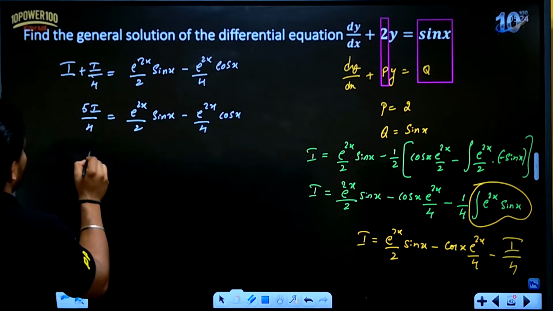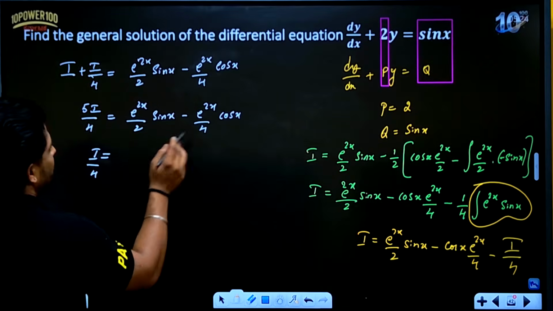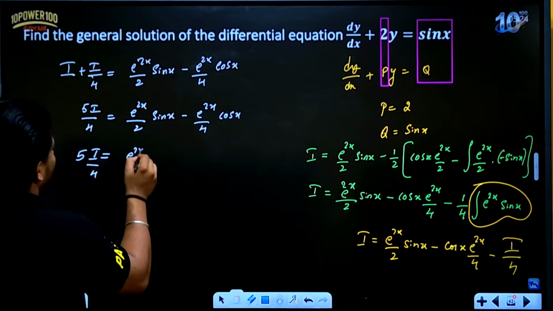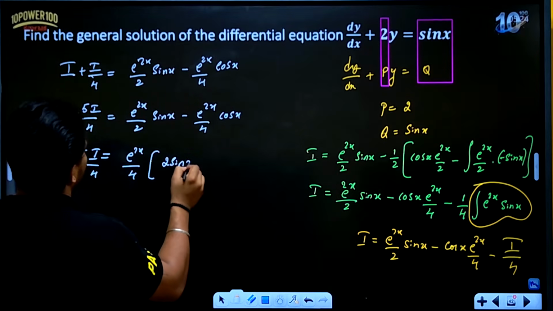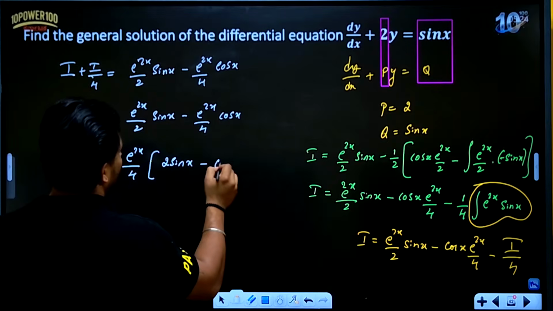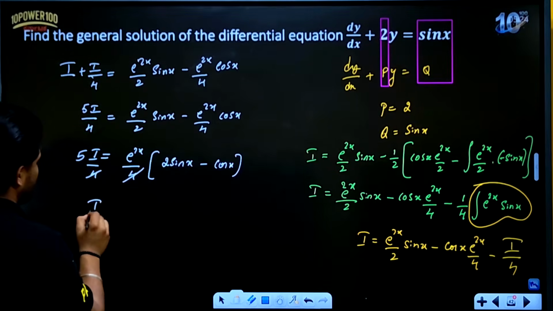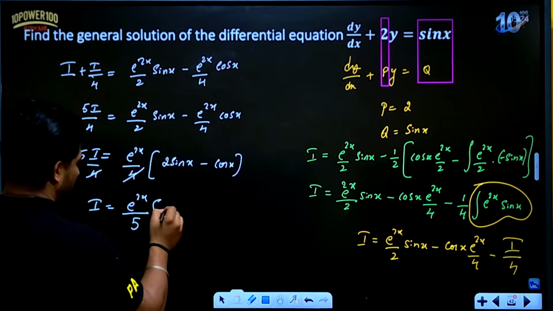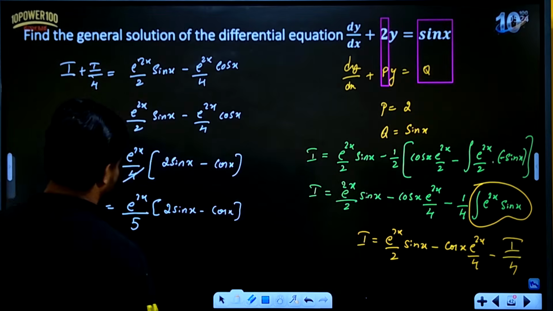So now I is equal to I by 4 multiplied by 5. I'll take 4 common here, and e to the power 2x by 4 I'll take common. Then it becomes 2 sin x minus cos x. Now 4 and 4 cancel, 5 will come here. So I is equal to e to the power 2x divided by 5 of 2 sin x minus cos x. Is the final answer, right?